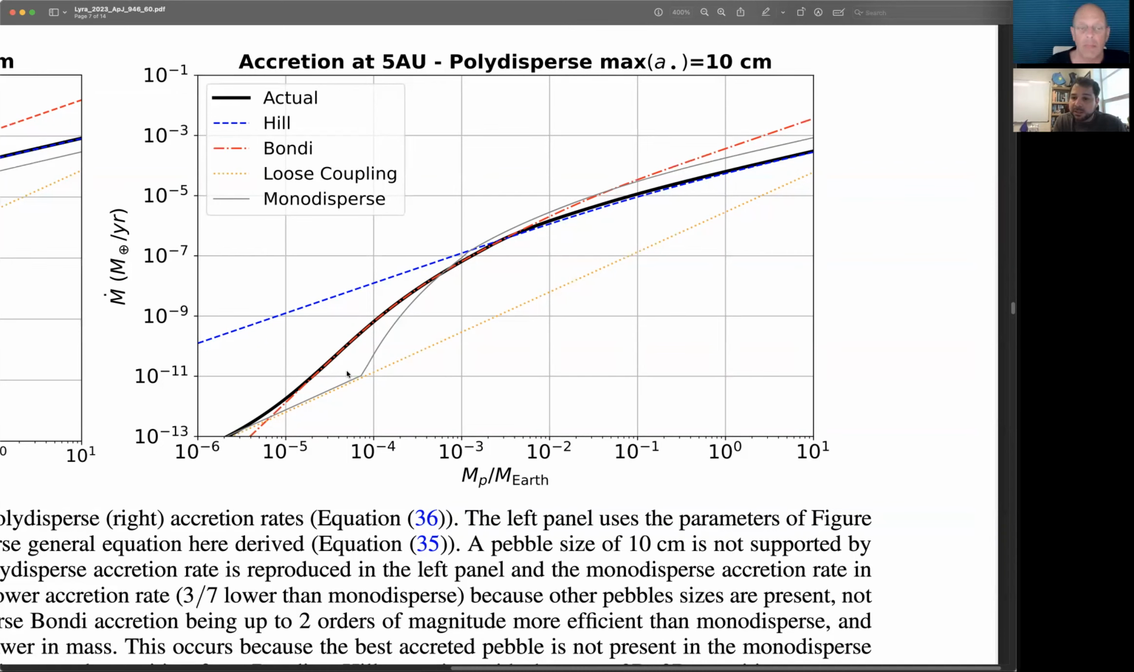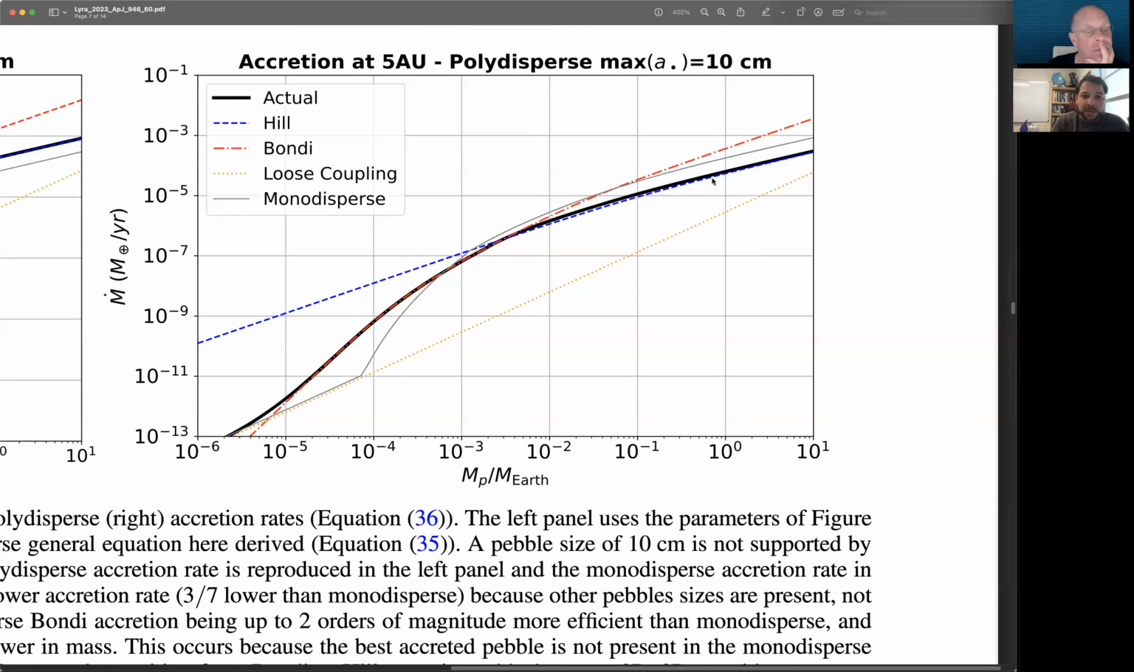And as you see here, this accretion rate is quite close to the one that we get with this model, which considers other pebble sizes too. They are more or less the same as you go to the larger sizes of planetesimals, right? They are accreting them.